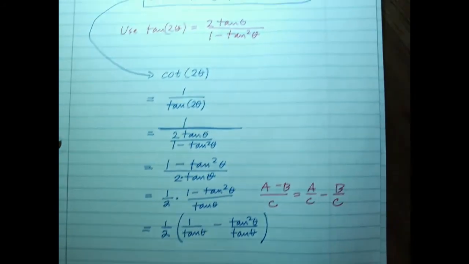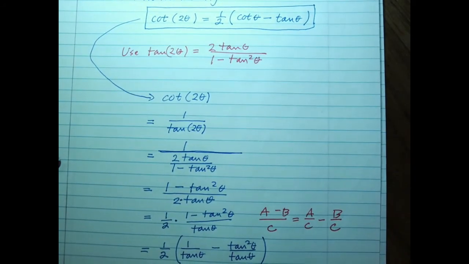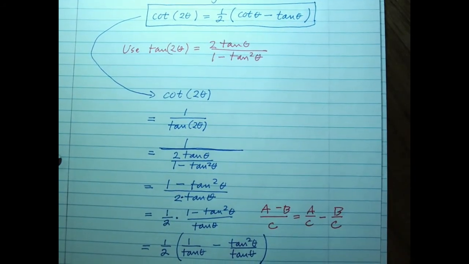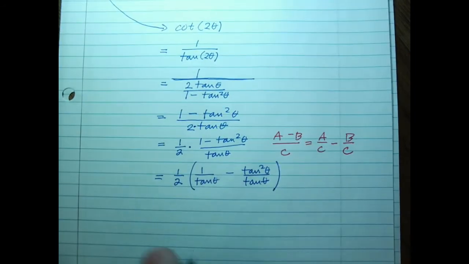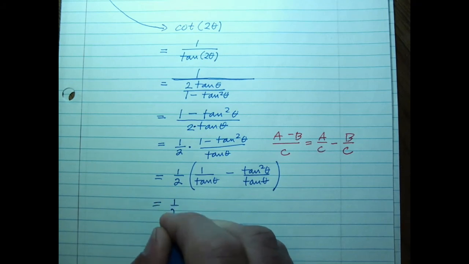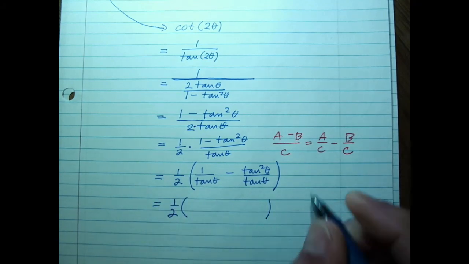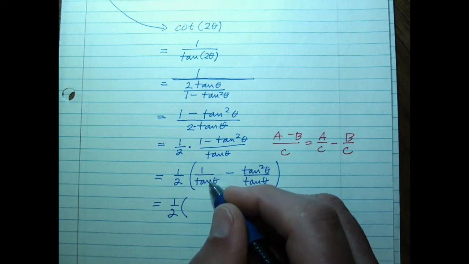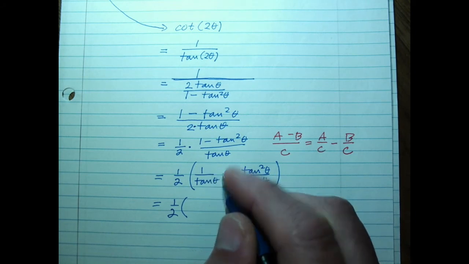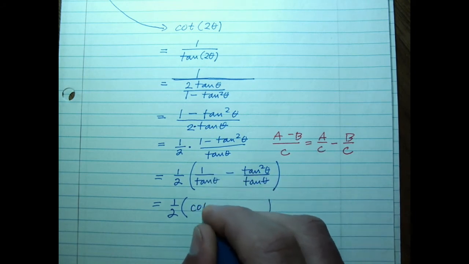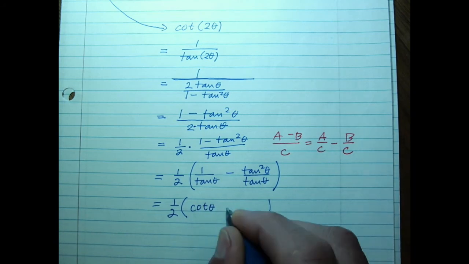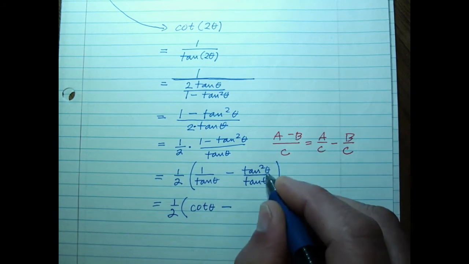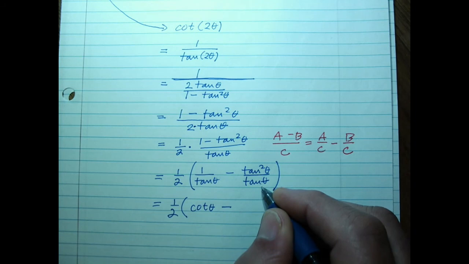And I see it now. Can you see it? We got it. Do you see that we got this one done? Because what do we have? We have 1/2. We got our parentheses. We needed parentheses. 1 over tan theta. The reciprocal of tangent is cotangent. 1 over tangent is cotangent. Minus tan squared over tangent.